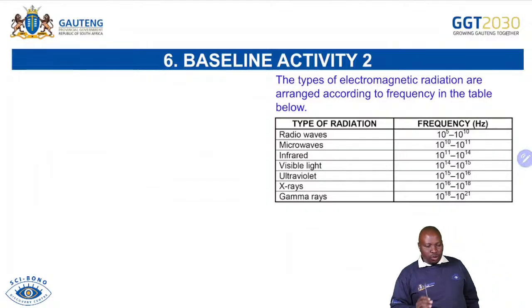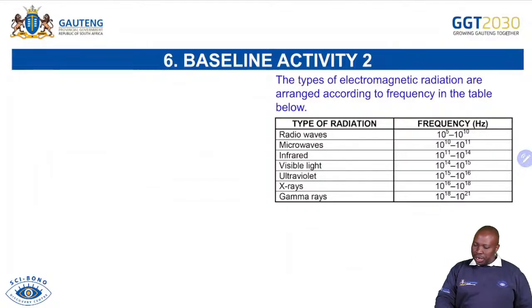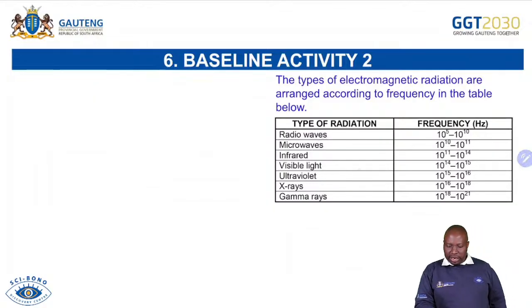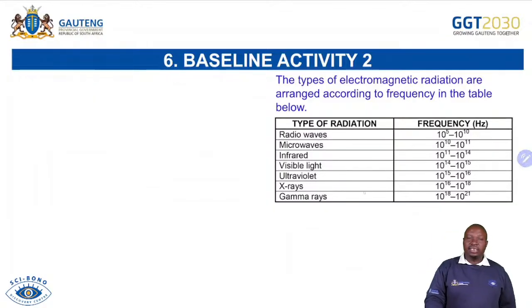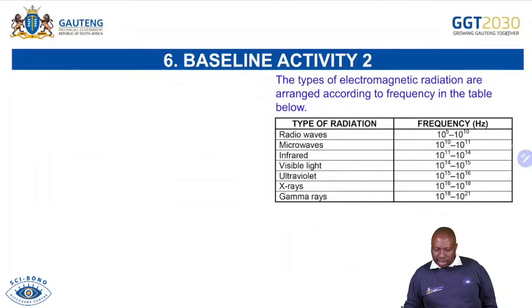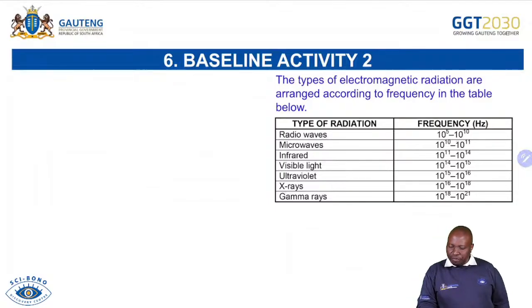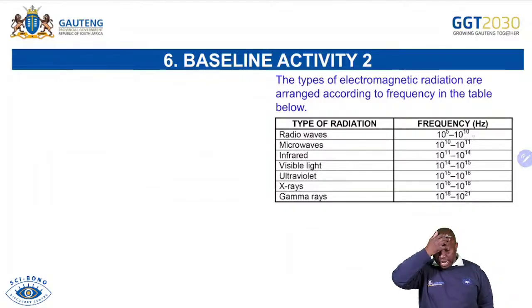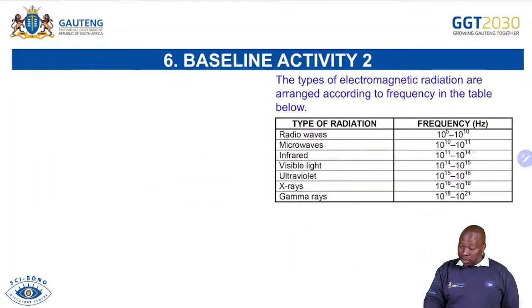We are given, as I told you, radio waves, microwaves, infrared, visible light, ultraviolet, X-rays, and gamma rays. We are given their frequencies. You can see the ranges of frequency there. For radio waves, we have 10 to the power of 5 to 10 to the power of 10, microwaves 10 to the power of 10 to 10 to the power of 11.